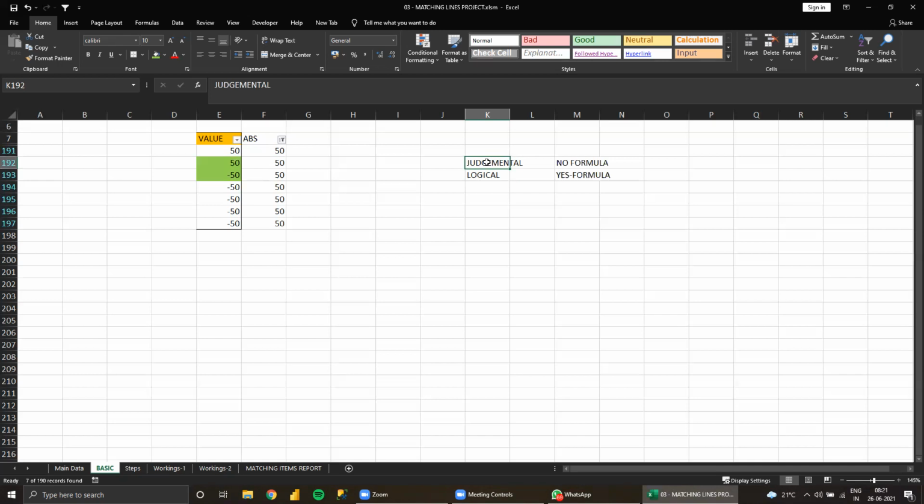If you cannot convert it to that, that's all. You cannot do that project. Suppose as a first instance, you feel it's judgmental, but through some logical steps, judgmental can be converted into logical. Please understand this.